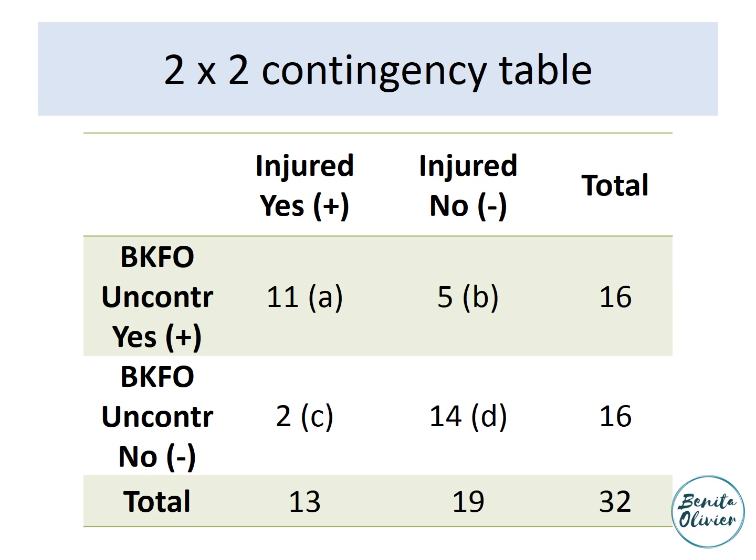So here's your 2x2 contingency table. You have a group of injured participants and a group of non-injured participants. You also have a group of athletes who display uncontrolled movement and a group of athletes who do not display uncontrolled movement.